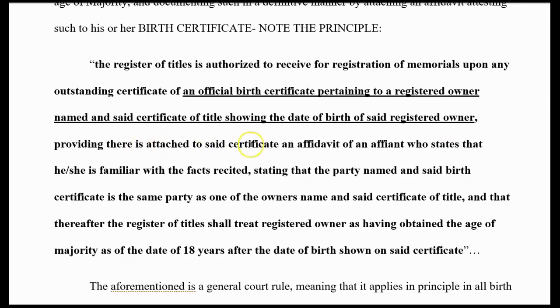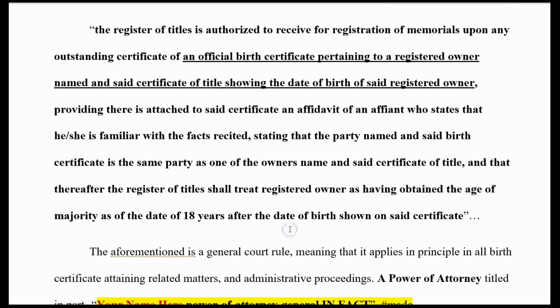Provided there is attached to it a certificate or an affidavit of an infant who states that he is familiar with the facts recited, stating that the party named in the said birth certificate is the same party as the one of the owners named in the said certificate of title, and that thereafter the registrar of titles shall treat the registered owner as having attained the age of majority as of the date of 18 years after birth shown on the said certificate. So, what it's saying is once you wake up and you know how to act accordingly, and you begin operating your life this way, and you simply make a claim.